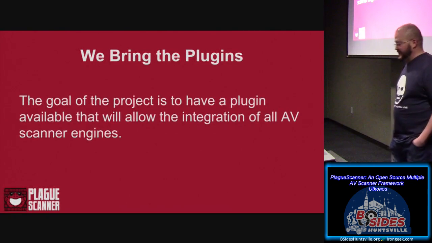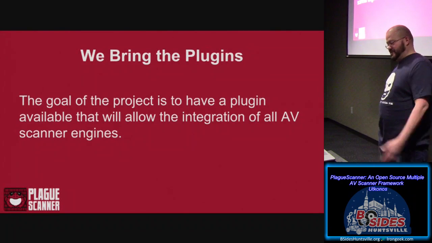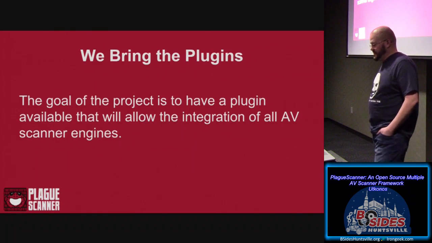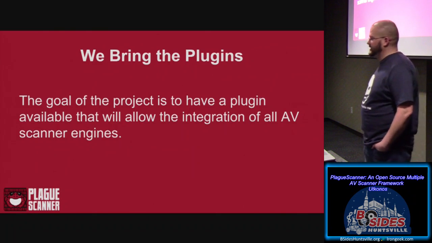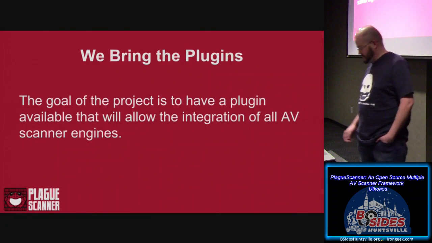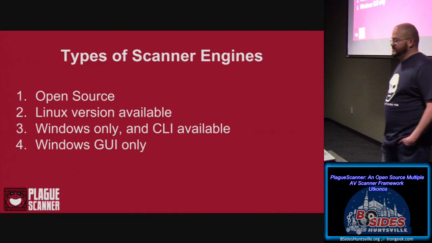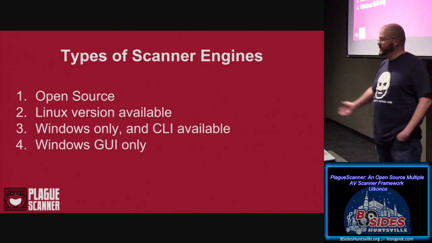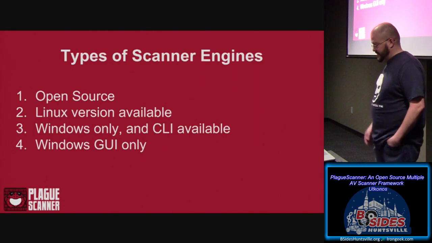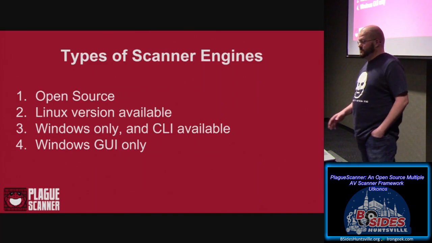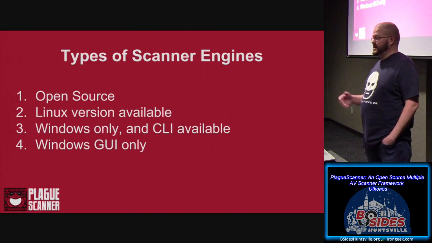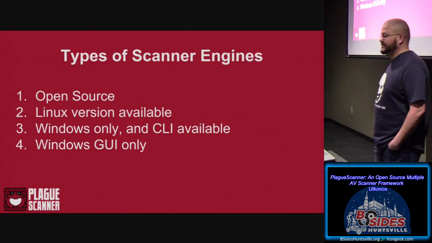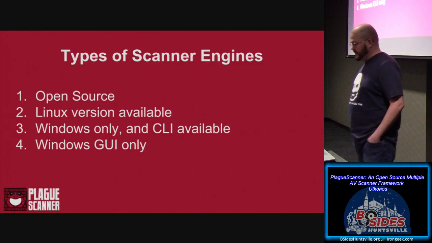I bring the plugins, and the goal of the project is to have a plugin available that will allow integration of all AV scanner engines. For our demo today, I've picked 3 that are one of each type of AV scanner. The types of AV scanner engines are open source, like ClamAV that we're all familiar with, and we'll see that in action today. Another type is a Linux version, which is available. Any of the scanners that have a Linux version make it very easy to use the command line version of that scanner and get the data out of it.